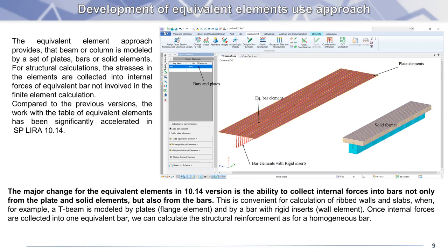The main change for equivalent elements in the 10.14 version is the ability to collect internal forces into a bar not only from the plate and solid elements, but also from bars. This is convenient for calculation of ribbed slabs and slabs when, for example, a T-beam is modeled by plates, flange element, and by a bar with rigid inserts, wall element. Once internal forces are collected into the equivalent bar, we can calculate the structural reinforcement.